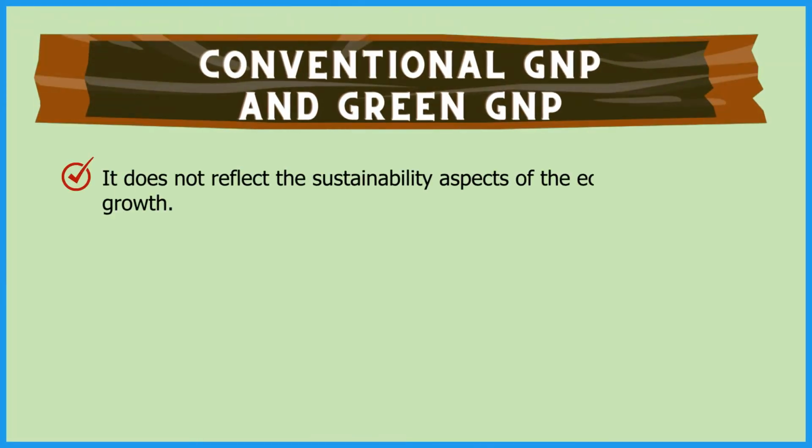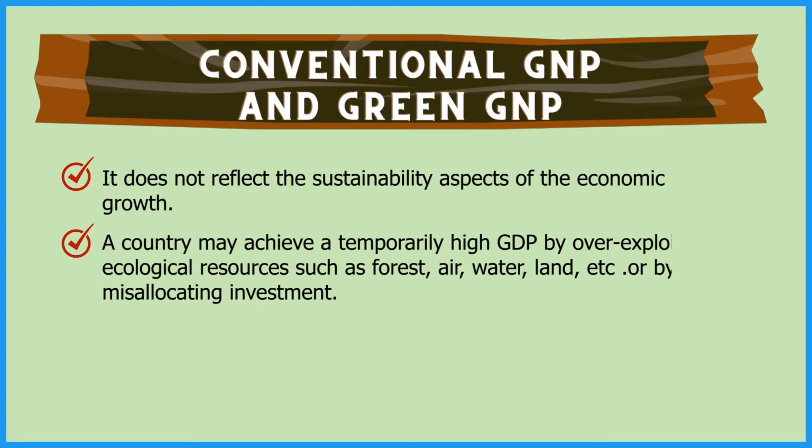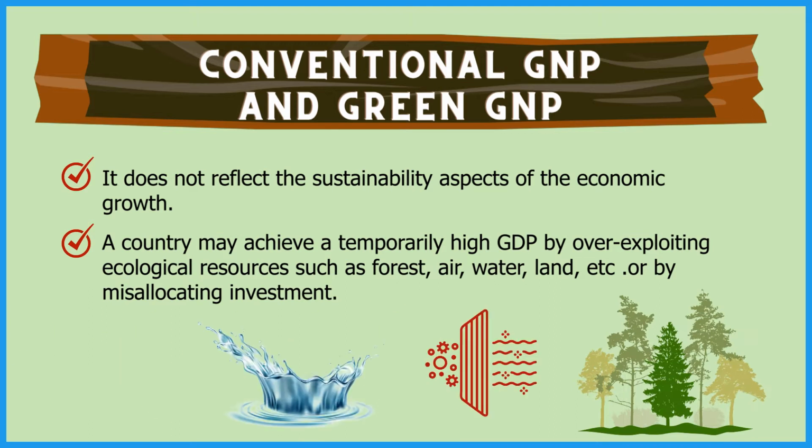Now, GDP is not a tool of economic projections, which would make it subjective. It is just a measurement of economic activity. Now, that is why it does not reflect the sustainability aspects of economic growth. A country may achieve a temporarily high GDP by overexploiting ecological resources such as forest, air, water, land, etc., or by misallocating the investment. So, examples are also for such which countries are having high GDP by exploiting natural resources, especially the countries in Middle East, the countries in the Gulf that are producing and overexploiting the resources like fossil fuel.